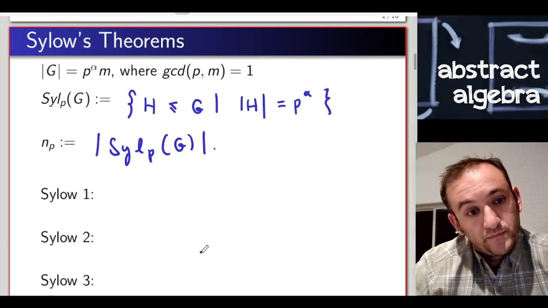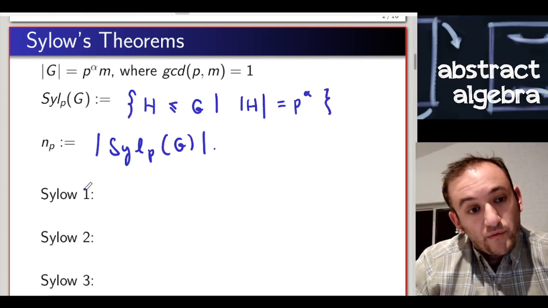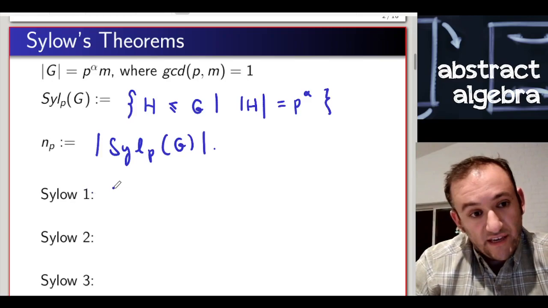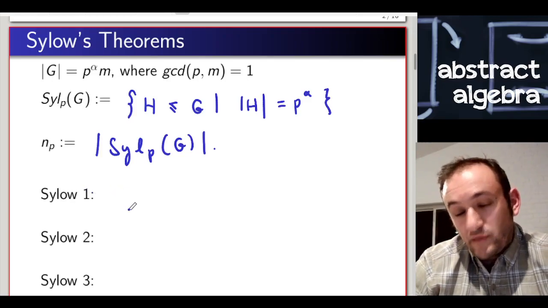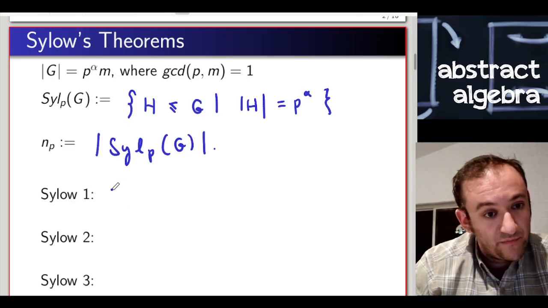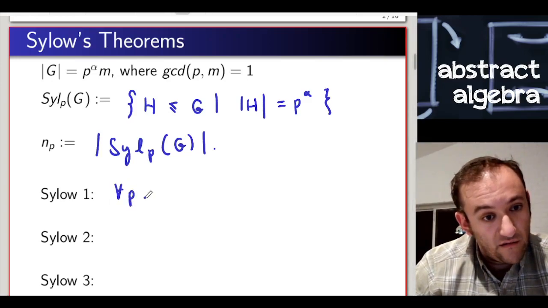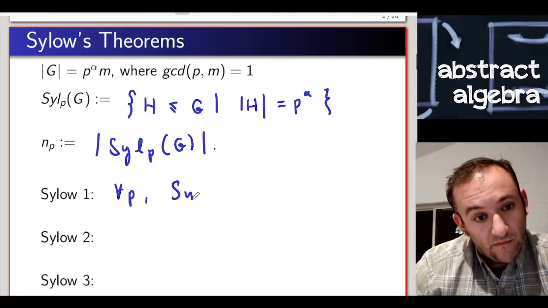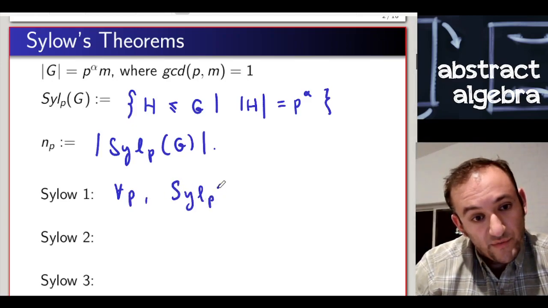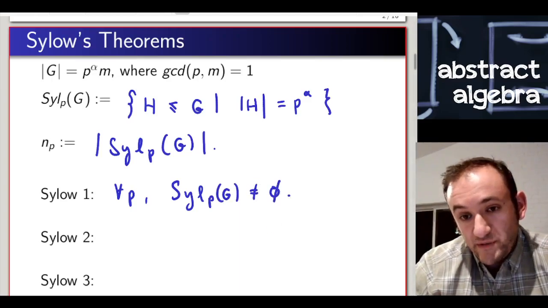So the first Sylow theorem says that you always have a Sylow p subgroup. Or rather, let's put it this way, for any p, the set of Sylow p subgroups is non-empty. So we should always be able to look at those.